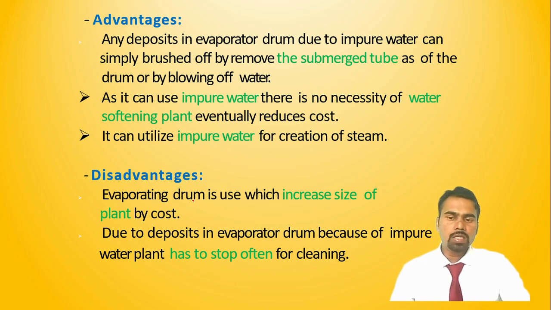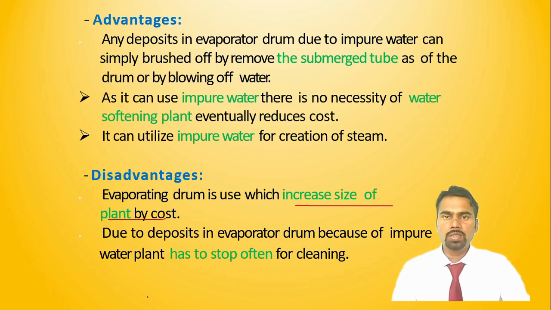Then the disadvantages of the Schmidt-Hartmann boiler. The first disadvantage is that an evaporating drum is used, which increases the size of the plant. Evaporating drum is one extra component added as compared to other types of boiler.